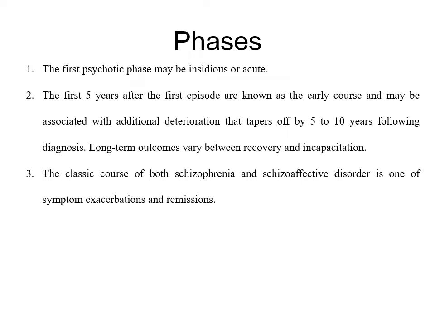And then last, the first 5 years after the episode are known as the early course, and may be associated with additional deterioration that can actually taper off. Long-term outcomes really vary between rehabilitation and incapacitation. And like I said, it just depends on the type of resources that can be used to get the person help, and the way different cultures handle schizophrenia.